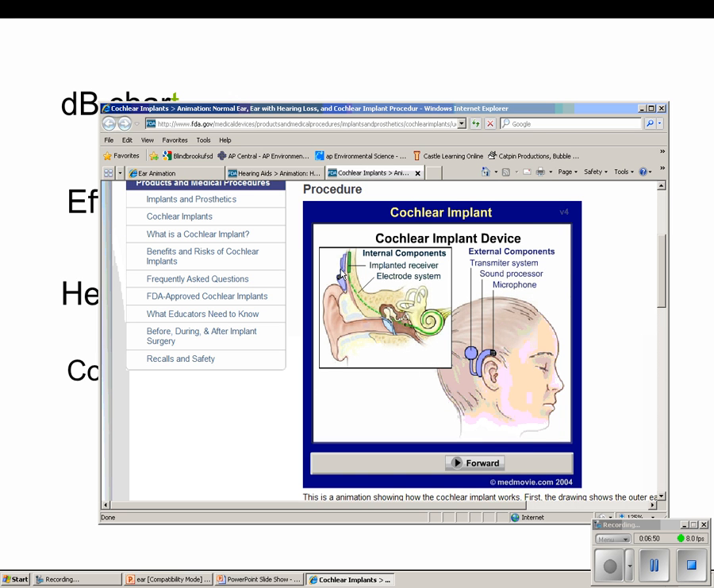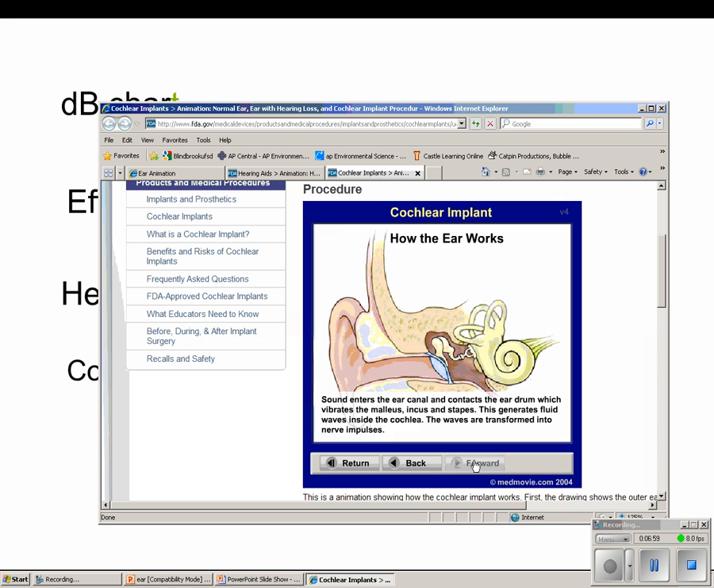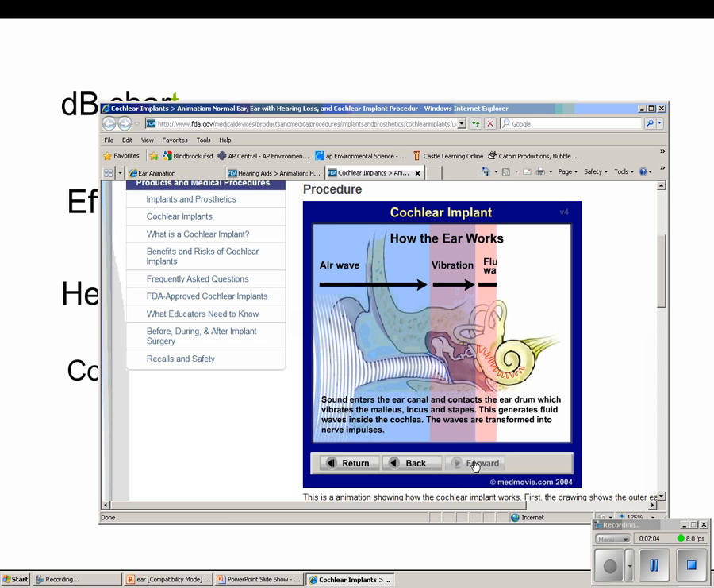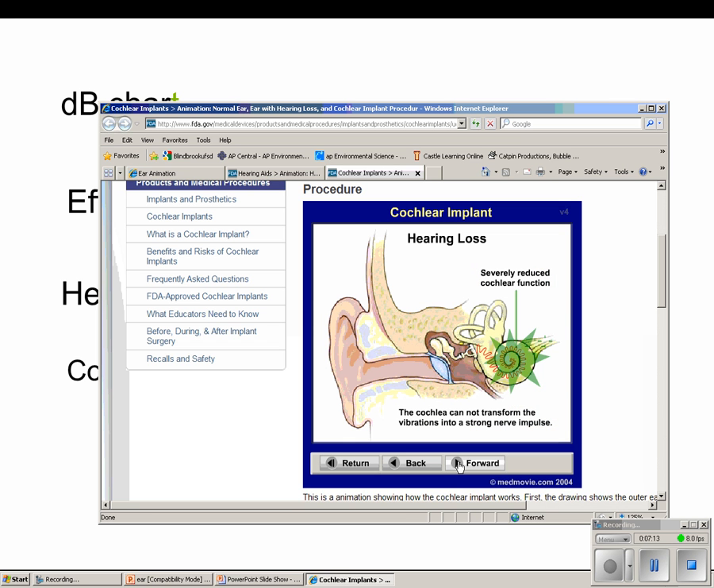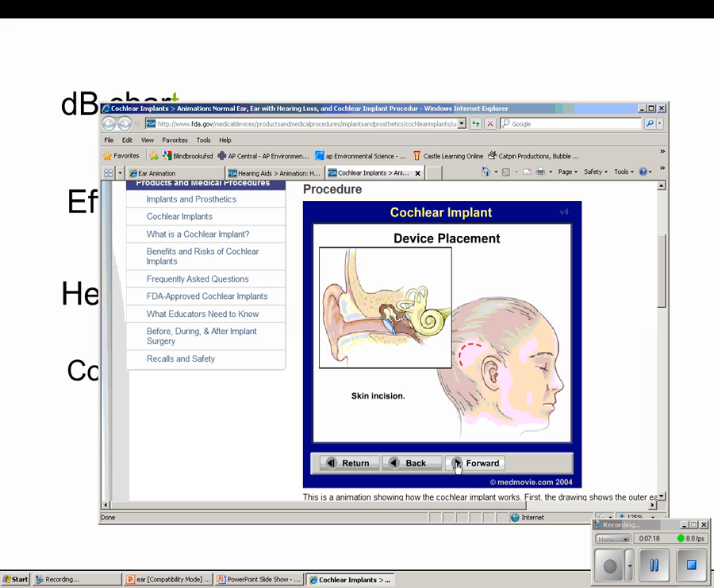So here, you have an electrode and you have a receiver, and the implant is actually going to be on the outer part of the ear. Again, we have our normal ear, how the ear works. The sound is being transmitted. Now, okay, we have hearing loss. This type of hearing loss is going to be the sensorineural. But with a cochlear implant, a hearing aid can just go right into the ear canal.